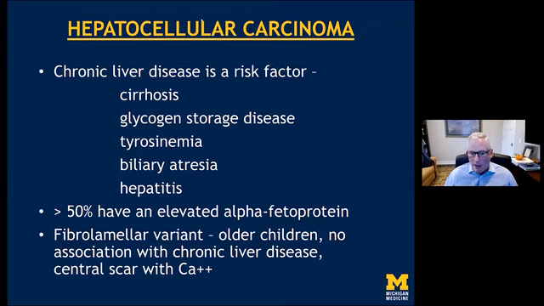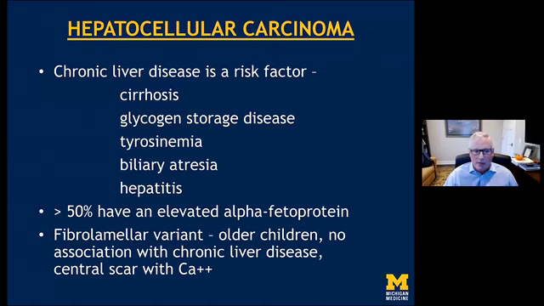You do look for an elevated alpha fetoprotein. There is this teenager fibrolamellar variant. It doesn't have to be a teenager. Classically, it's older children. No association with chronic liver disease. And they will have a central scar mimicking other lesions as well. So again, the fibrolamellar variant is a harder diagnosis to make. Most of the time we're doing screening in the chronic liver disease patients.